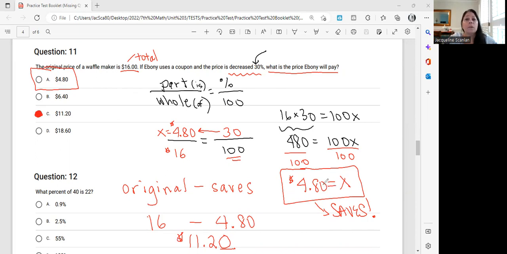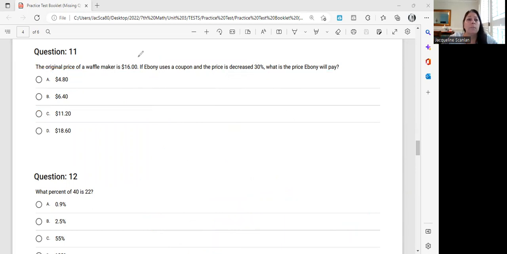The other thing that I want to say is, if you just think about this logically, I'm going to clear out all of this. So you might want to pause the video right now and copy down what you want. But I want to talk about, if I have a $16 waffle maker and it's half off, 50% off, that means I'd only be paying $8 for it. So if I have a discount that is less than half off, that means I've got to pay more than $8 for that waffle maker. So anything less than $8 doesn't even make sense. It's not possible. So I could eliminate choices A and B just by using my simple logic skills.